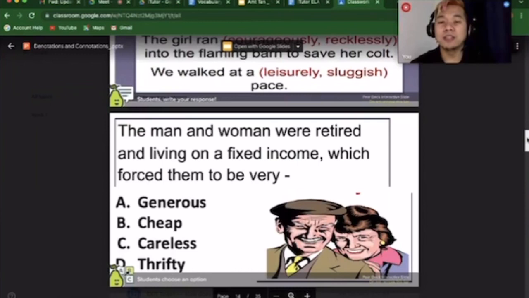The man and woman were retired and living on a fixed income, which forced them to be very blank. A. Generous. B. Cheap. C. Careless. D. Thrifty. You want to answer that, EO? Or can we just raise your hands? You make a choice. So who among you says it's generous? Raise your hand.